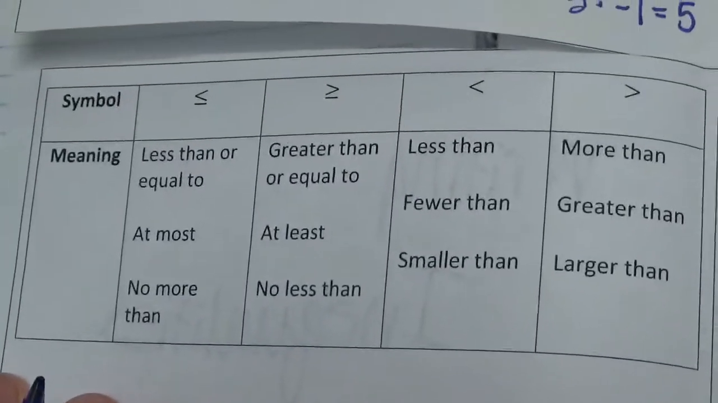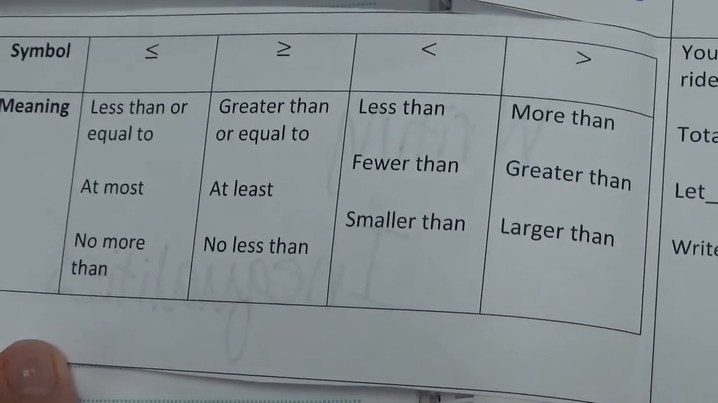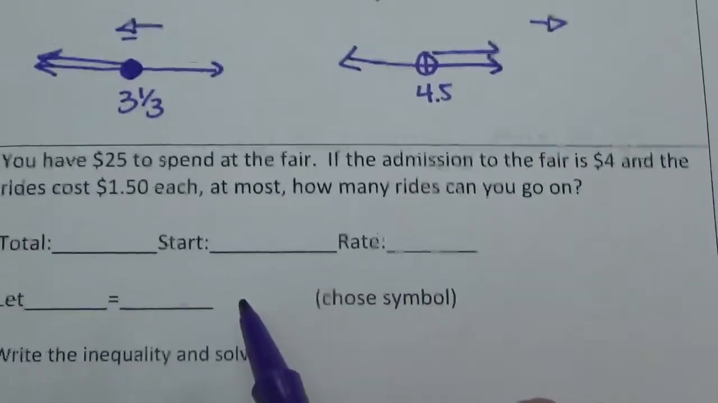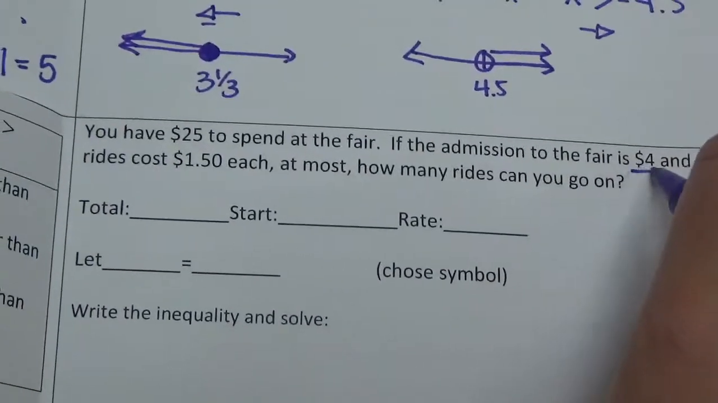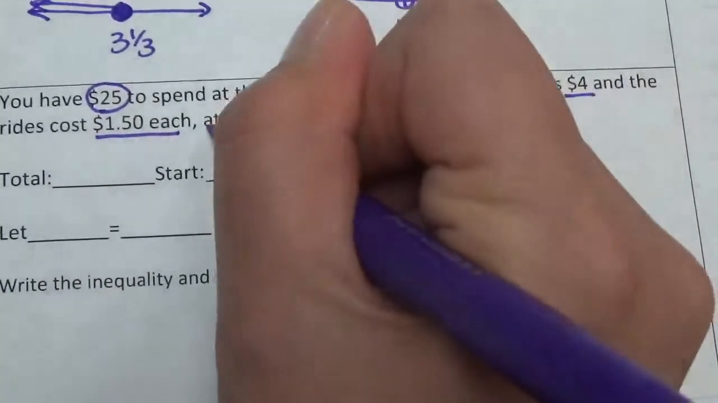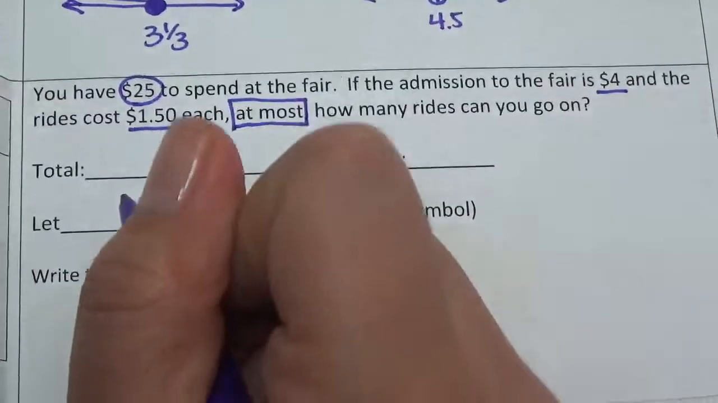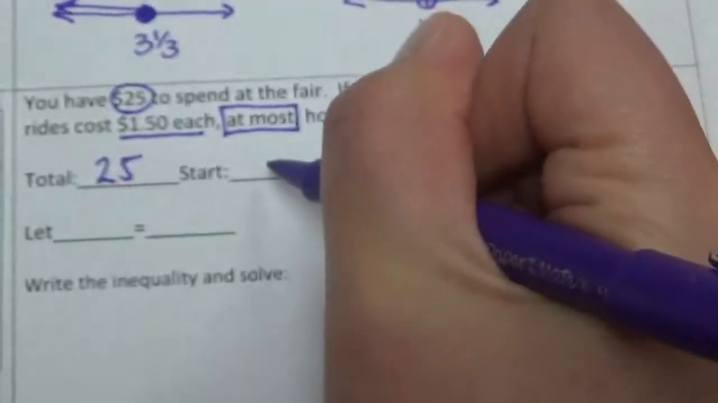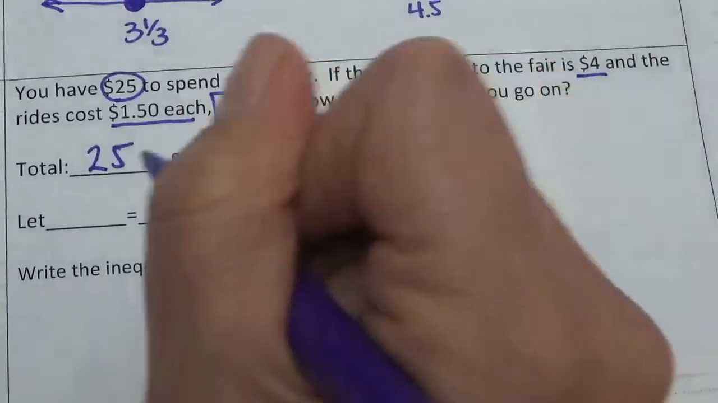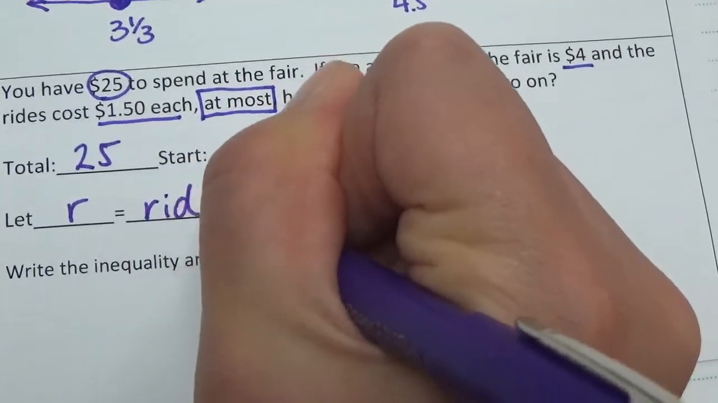Here we have our little symbol meaning sheet: less than or equal to, greater than, and so on. You can read this. So you have $25 to spend at the fair. The admission for the fair is $4. And the cost for a ride is $1.50 each. At most, how many rides can you go on? So we know our total is 25. We're starting off paying $4 to get in, and we have $1.50 for each ride. We're going to let R be the number of rides.